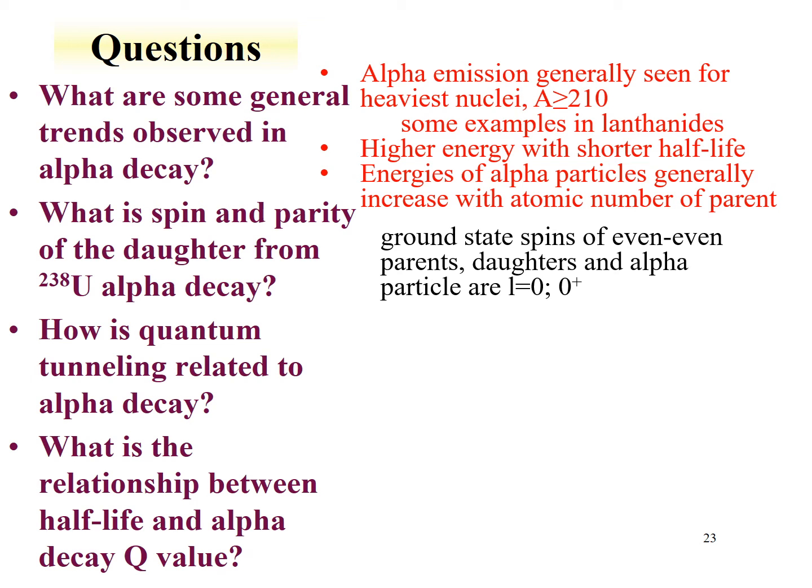In fact, it will be 0 plus. You go from an even nucleus to an even nucleus. Even nuclei have a spin and parity of 0 plus. How is quantum tunneling related to alpha decay?